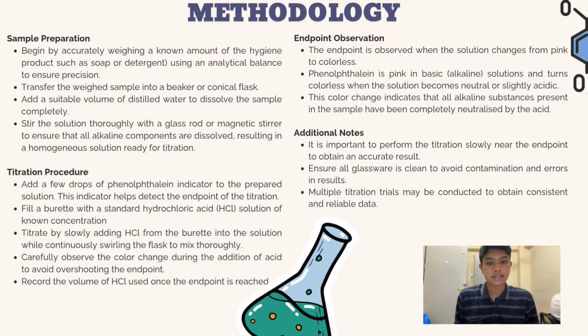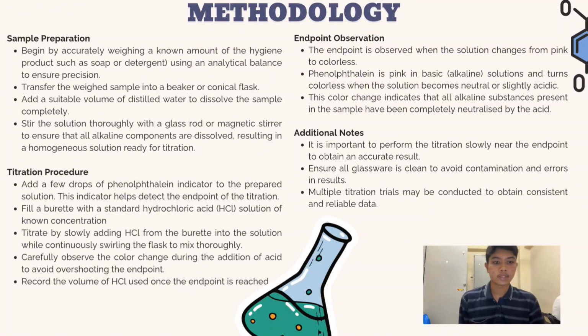So next is the titration procedure. First things first, we must add a few drops of phenolphthalein indicator to the prepared solution. This indicator will help to detect the endpoint of the titration. And then we must fill the burette with a standard hydrochloric acid solution of known concentration. And then we must titrate by slowly adding HCl from the burette into the solution while continuously swirling the flask to mix thoroughly. And then carefully observe the color change during the addition of acid to avoid overshooting the endpoint. Lastly, we must record the volume of hydrochloric acid used once the endpoint is reached.